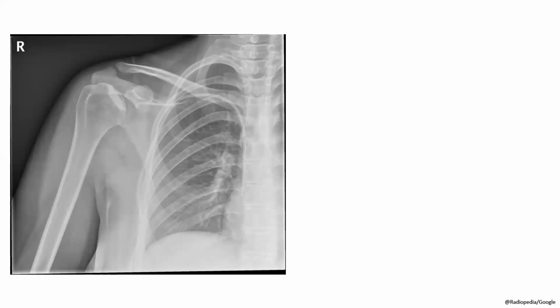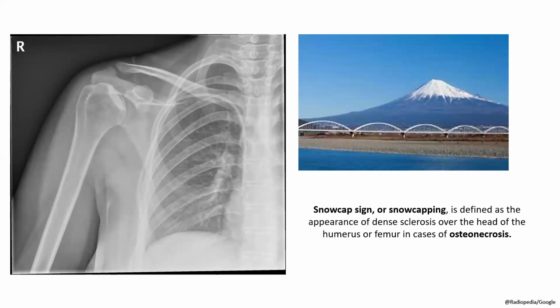What is this sign? This is a shoulder radiograph which is showing snow cap sign or snow capping, which is described as dense sclerosis over the head of humerus or femur in a case of osteonecrosis.